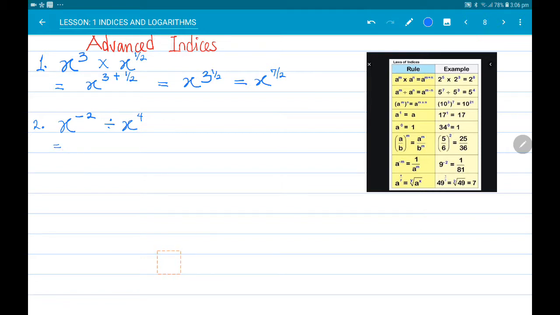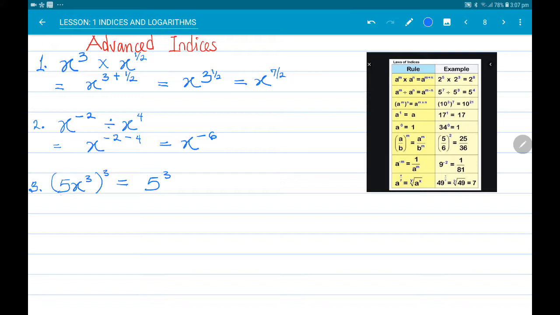Okay, let's have one more example. If you have x to the power of minus 2 divided by x to the power of 4, how do you handle this? It's going to be the same rule as the division rule. We are going to have x to the power of minus 2 minus 4, which is going to be equal to x to the power of minus 6.